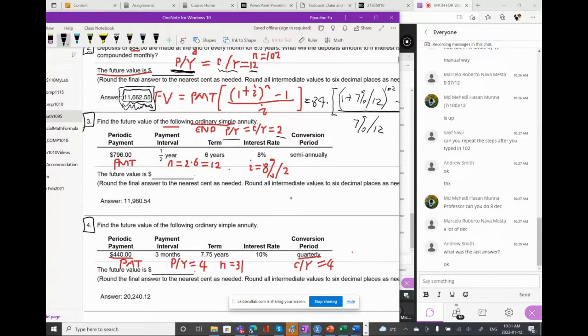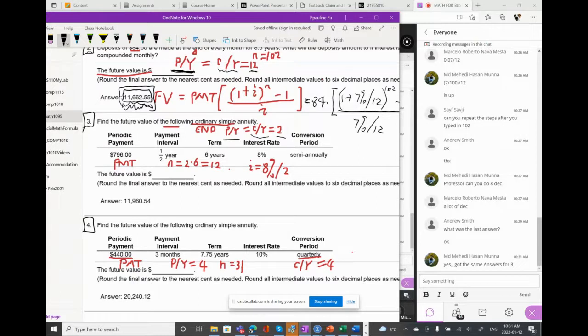Half year means 2 payments per year, PY equal to 2. Term N is 6 years. You make a payment for 6 years. Every half year, you make 1 payment, so over 6 years, term n equal to 2 times 6 equal to 12. Term n equal to 12. Do you agree? Okay. Interest is 8% compounded semi-annually. When interest is compounded semi-annually, CY equal to 2. CY equal to 2. Okay.